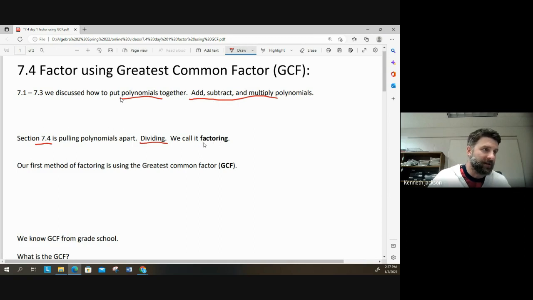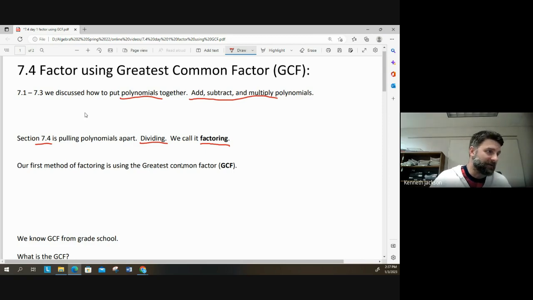Well, instead of calling it dividing, we call it factoring. It's the same difference, though. The factors of 6: 2 times 3 is 6. 6 divided by 2 would be 3. 2 and 3 are factors of 6.